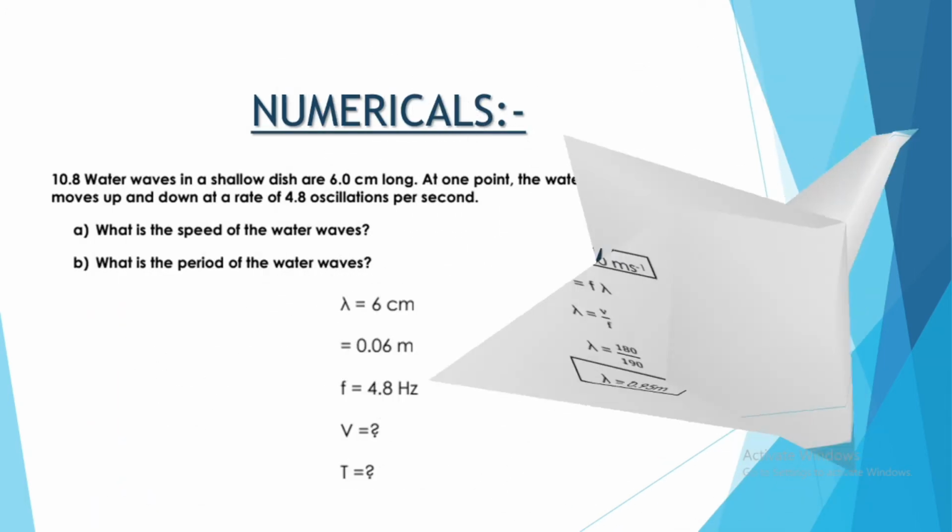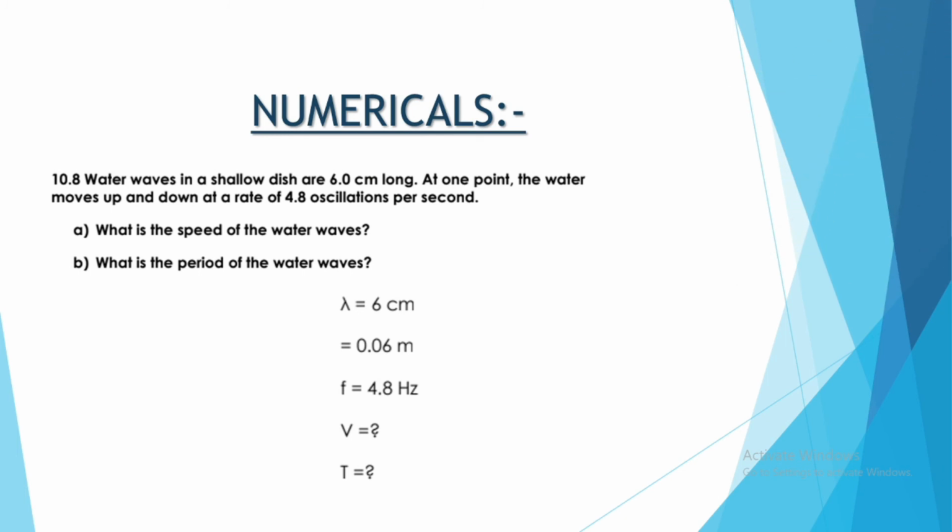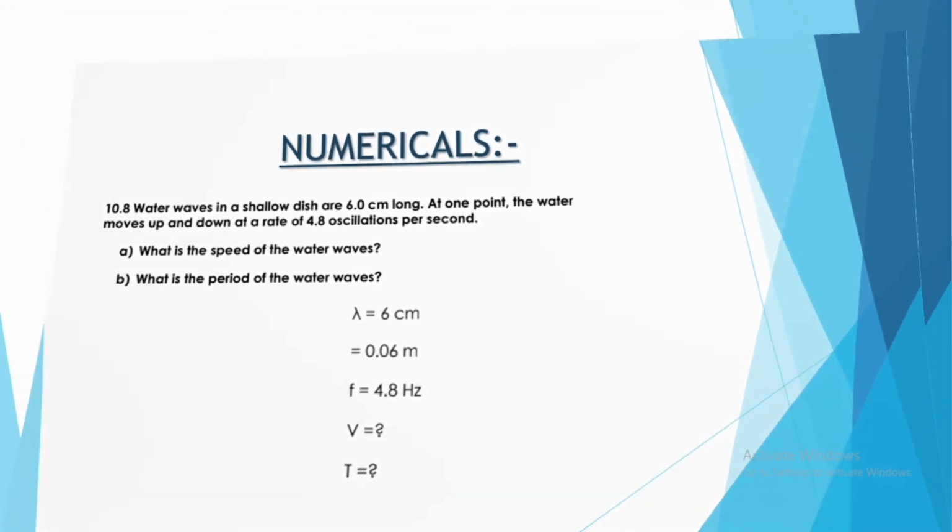Moving on to the next numerical, 10.8. Water waves in a shallow dish are 6 cm long. At one point, the water moves up and down at a rate of 4.8 oscillations per second. What is the speed of water waves and what is the period of the water waves? Lambda is equal to 6 cm, which is equal to 0.06 meters. F is equal to 4.8 Hz.